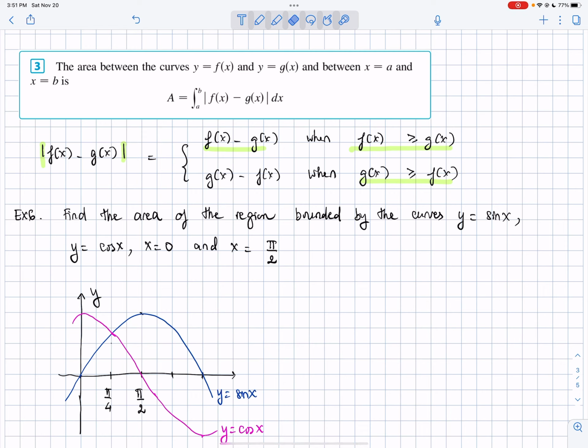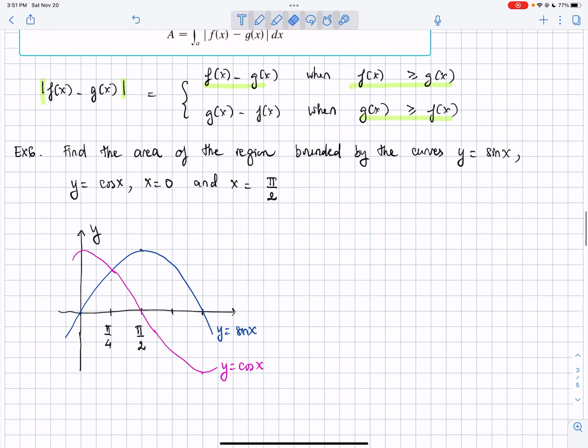The reason why we have to do this definition is because from a to b, there's some part in between where maybe the function f is above the function g, or there's some part where the function g is above the function f. So we will have to divide the interval from a to b into pieces so that we will take whatever is above minus whatever is below.